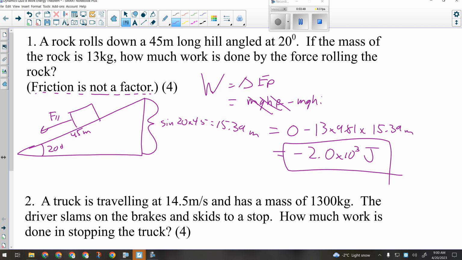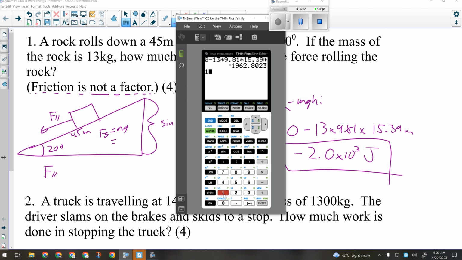Okay? It's negative because from gravity's perspective, it lost gravitational potential energy. If I was looking at kinetic energy, it'd be positive because it would gain that much kinetic energy, right? Now, if we're looking at F parallel, the first thing I have to do is calculate Fg. So m times g, 13 times 9.81.